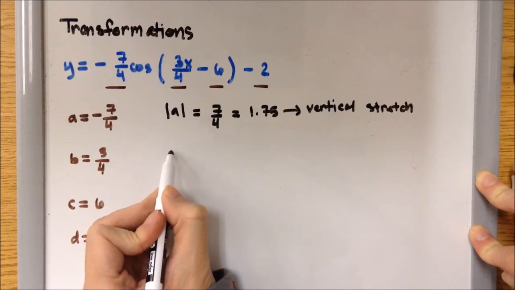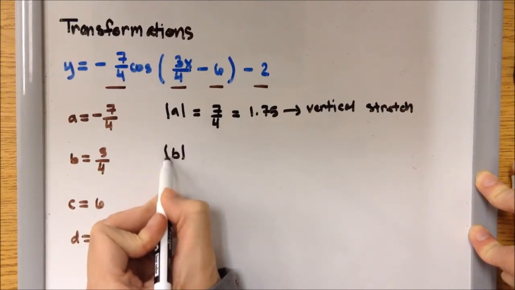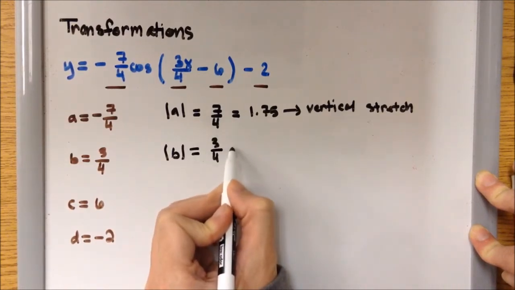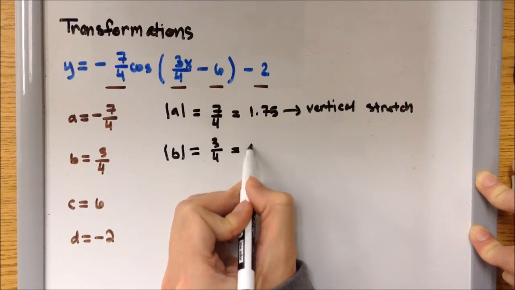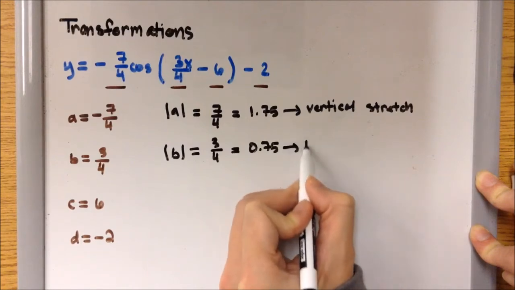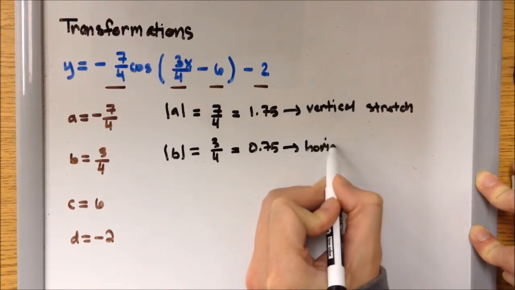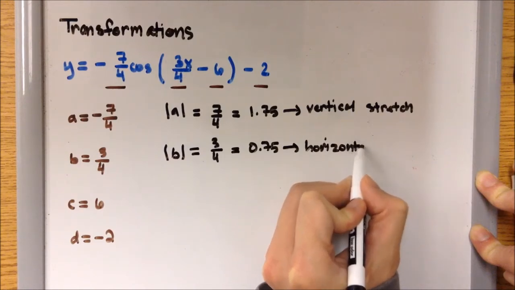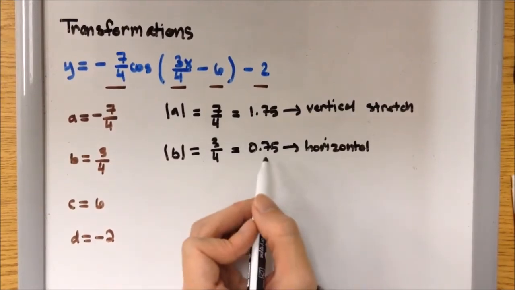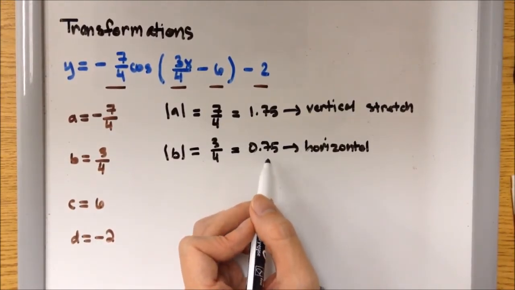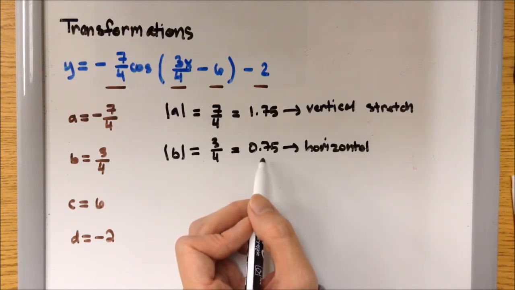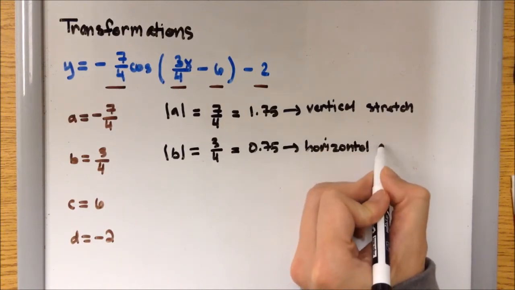Now let's talk about the B value. When we do the absolute value of B, it's 3 over 4, which is equivalent to 0.75. Since we have a B value, it's a horizontal dilation. Even though our B value was a fraction, the decimal equivalent is 0.75, which is between 0 and 1. Since it's between 0 and 1, it's going to be a horizontal stretch.